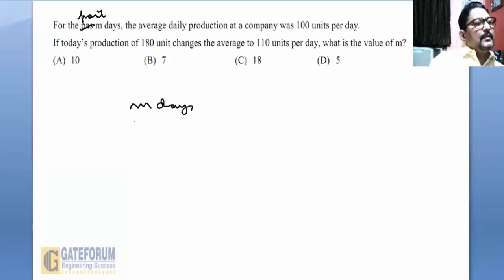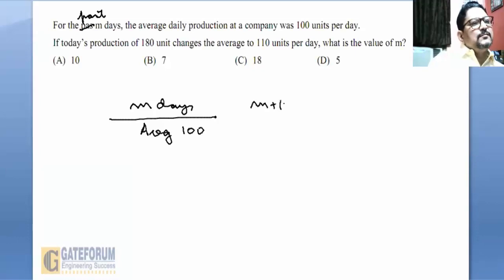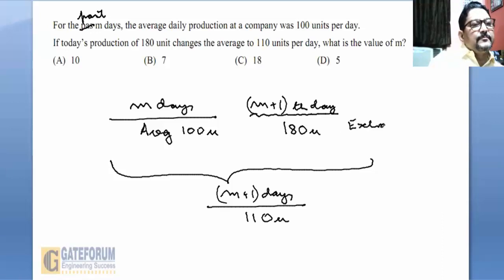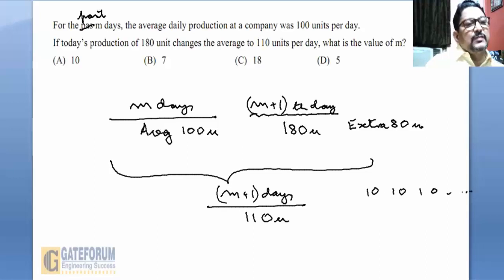See, for M days, the average was running at 100. Now, on the M plus 1th day, mind it, not M plus 1 days, but the M plus 1th day, you produced 180 units. And as a result, in the total M plus 1 days, the average became 110 units. Moral of the story, this extra 80 units that we produced on the M plus 1th day got divided into 10, 10, 10, 10, and so on and so forth among all the days.